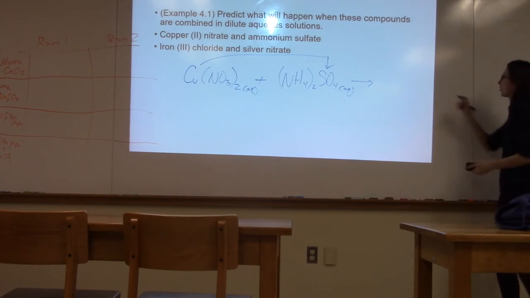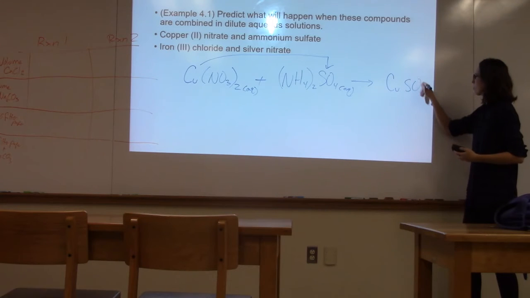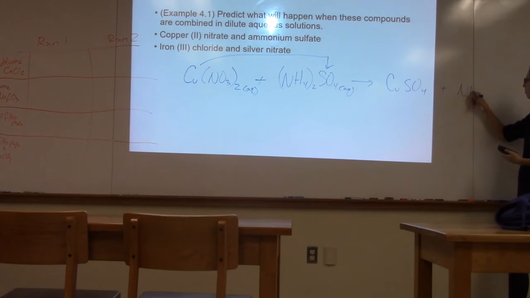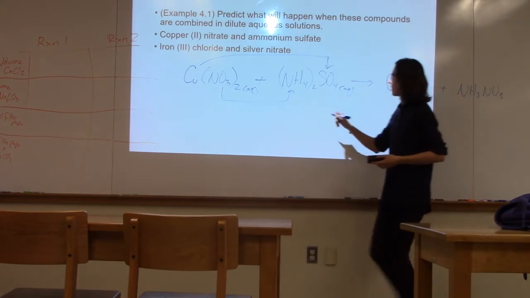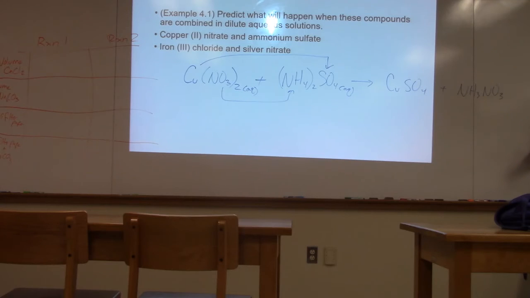CuSO4 plus NH4NO3. Is that double displacement? Yes, it's a double replacement reaction. The cations and the anions are switching places. Is it balanced? No, it's not. What do I need to do? I put a 2 in front of that. So this reaction could potentially happen. We could get these 2 products. Wait, isn't it NH3? I mean NH4. Yes, it is.